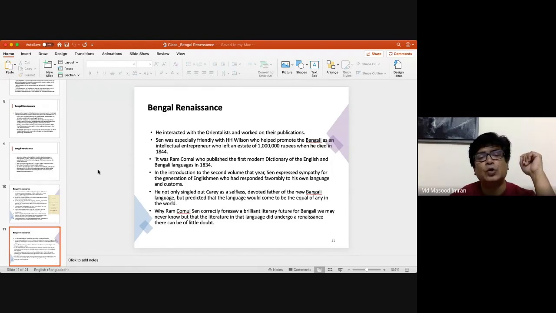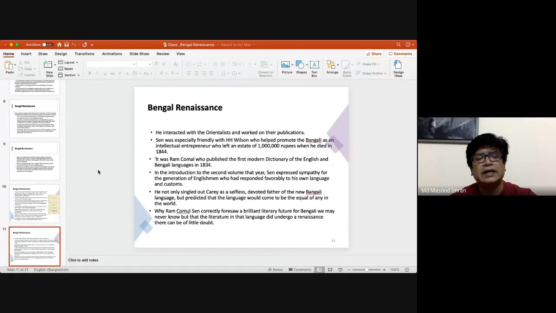He not only singled out Carey as a selfless, devoted father of the new Bengali language, but predicted that the language would come to be the equal of any in the world. So Ram Kamal identified William Carey as the father of the new Bengali language, and he found this language was the equal of any language in the world. Why Ram Kamal Sen correctly foresaw a brilliant literary future for Bengali we may never know, but that the literature in that language did undergo a renaissance, there can be little doubt.